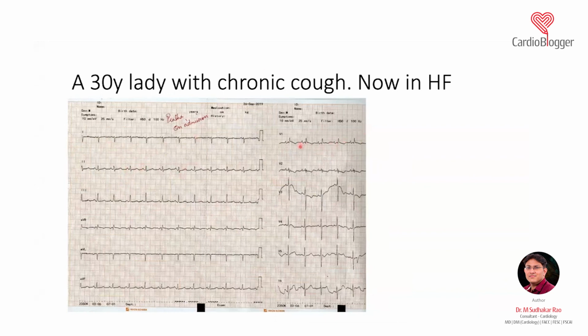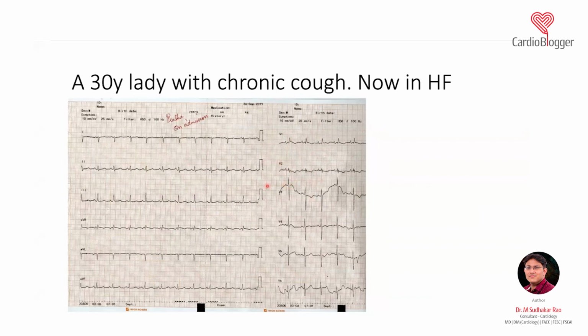Lead V1 has a prominent first positive deflection, suggesting that there may be some form of right axis deviation or right atrial enlargement. But then you see again there is some form of Q and R. The Q and R in V1 suggests that there is some form of right atrial enlargement. However, in lead V2, when you see, there is more of a type of RBBB.